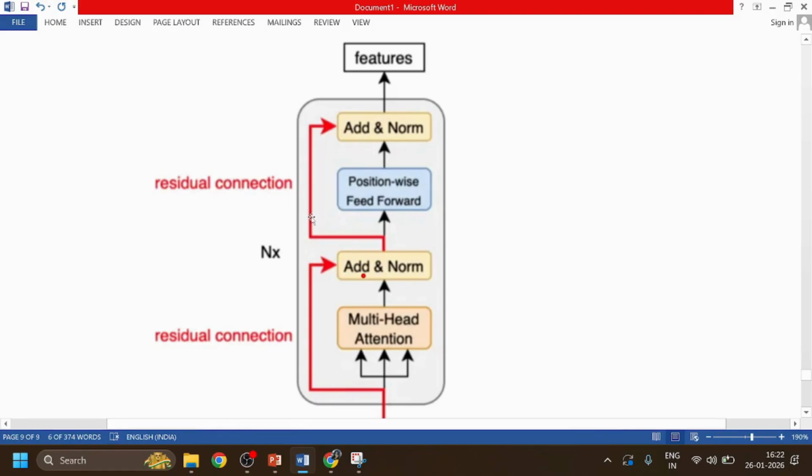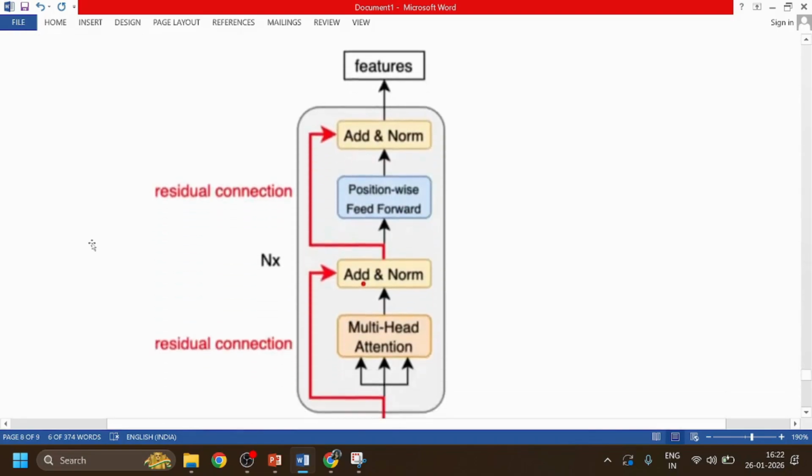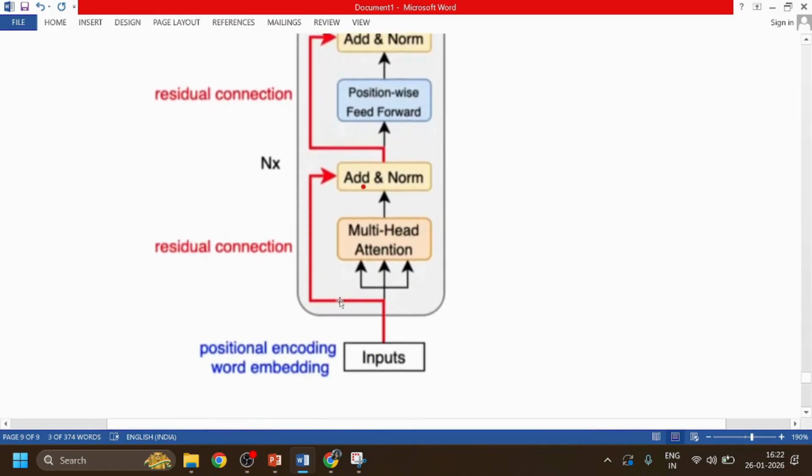After this we can see the residual connection. In the red line I have the residual connection. Residual connection means we add the input back to the output. This is our input, and I'm going to add this input back to the output so the model doesn't forget the original information. In RNN and LSTM we forget the input, but with the help of residual connection we can remember what we have in our input.